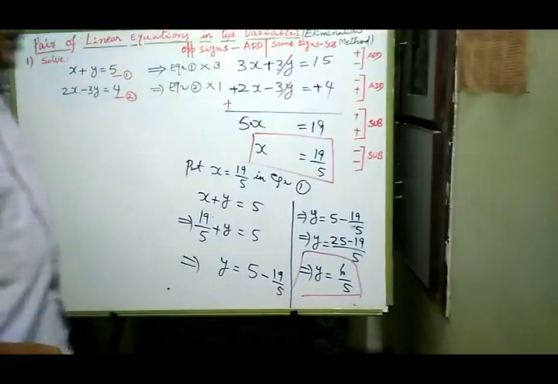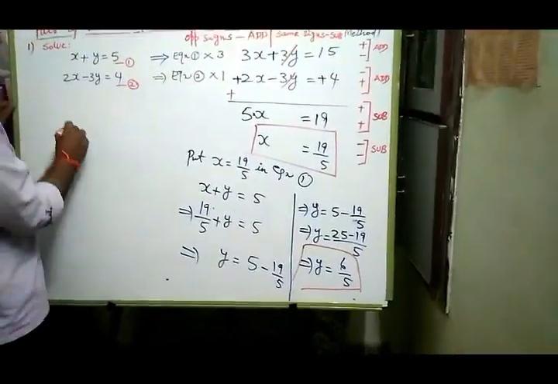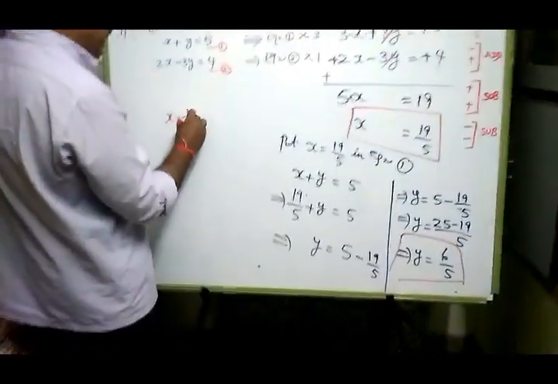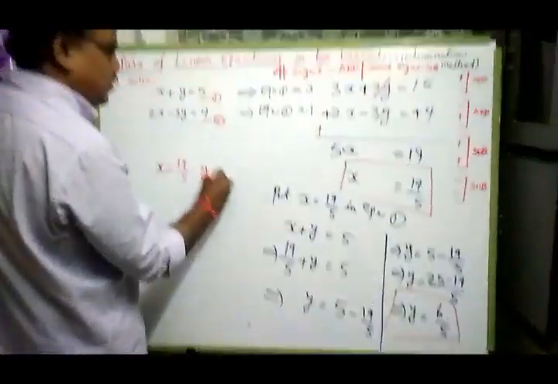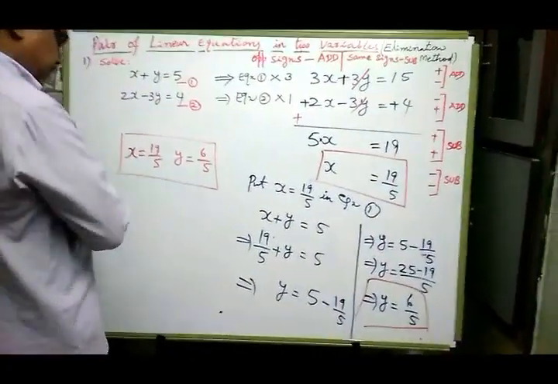So this is the elimination method. This is very, very important. x is equal to 19 by 5, y is equal to 6 by 5. This is the solution.